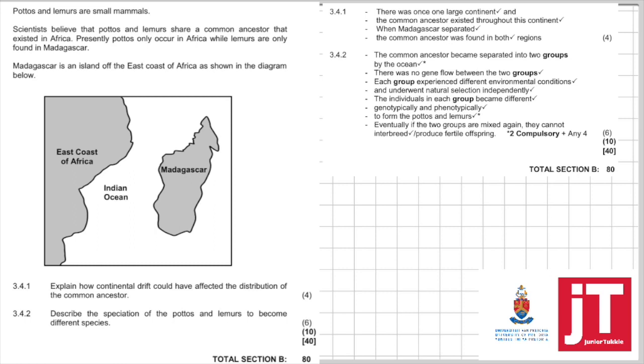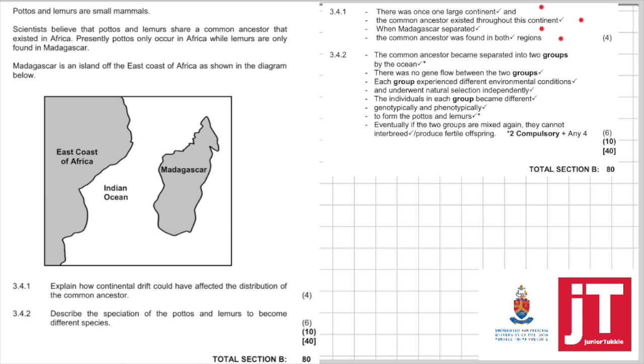Pottos and lemurs are small mammals. Scientists believe that the pottos and lemurs share a common ancestor that existed in Africa. Presently, pottos only occur in Africa, while lemurs are only found in Madagascar. Madagascar is an island off the east coast of Africa, as shown in the diagram below. 3.4.1. Explain how continental drift could have affected the distribution of the common ancestor. So, there was once one large continent, and the common ancestor existed throughout the continent. When Madagascar separated, the common ancestor then was found in both regions.